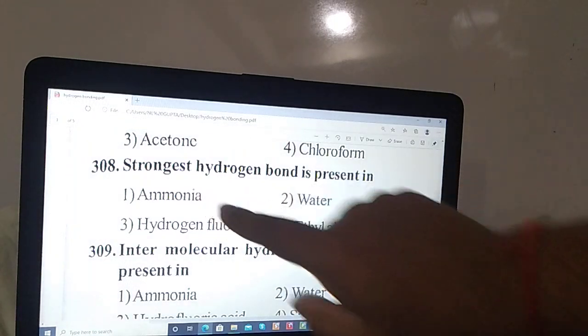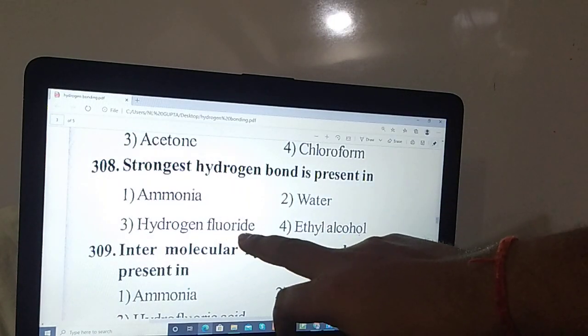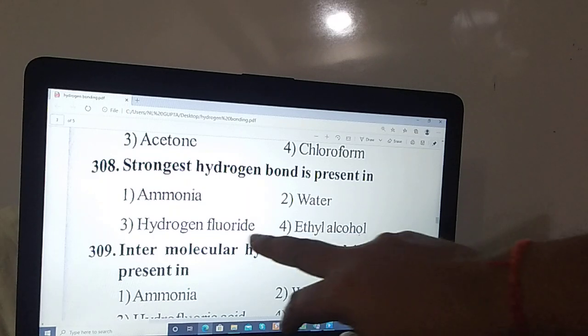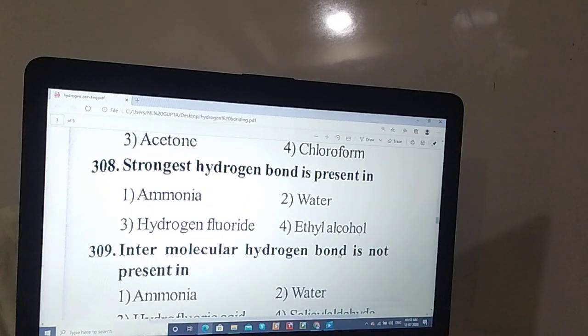Ammonia has nitrogen, water has oxygen, hydrogen fluoride has fluorine. Fluorine is the most electronegative atom, so it has the strongest hydrogen bonding. So for 308, option number 3 is correct. That is hydrogen bonding. Now 309.